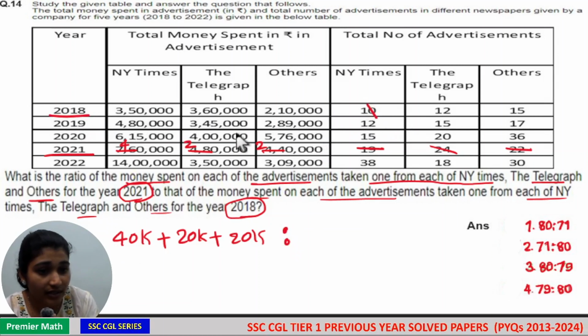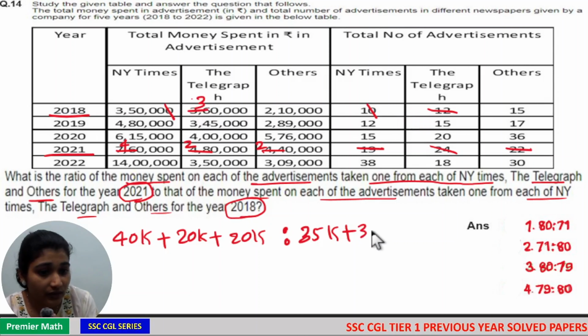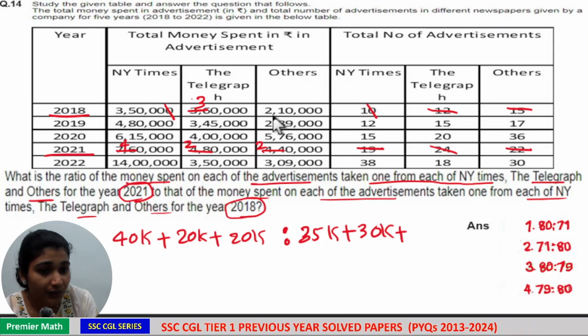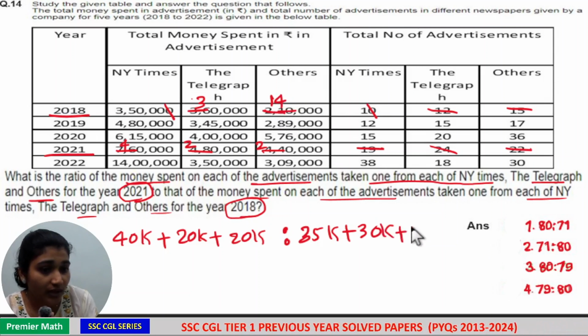Here for 10 items, sum is equal to 3,50,000, means for one item sum is equal to 35,000. Here 12 items cost 3,60,000, means one item cost 30,000, and 15 items cost 2,10,000, means one item cost, 15 goes one time in 21, remaining is equal to 60. 15 goes 4 times in 60. So this is equal to 14,000.